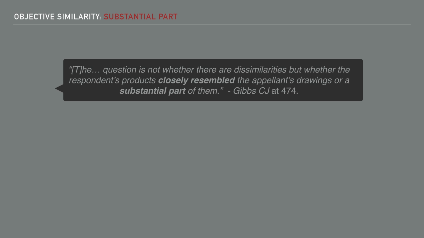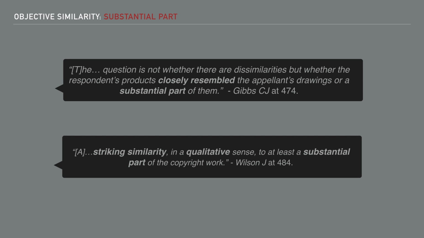The first element is best explained through the words of Chief Justice Gibbs and Justice Wilson. Chief Justice Gibbs states that the defendant's products must closely resemble the plaintiff's drawings or a substantial part of them. Justice Wilson states that the two drawings must bear a striking similarity in a qualitative sense to at least a substantial part of the copyright work. So, what determines a substantial part?